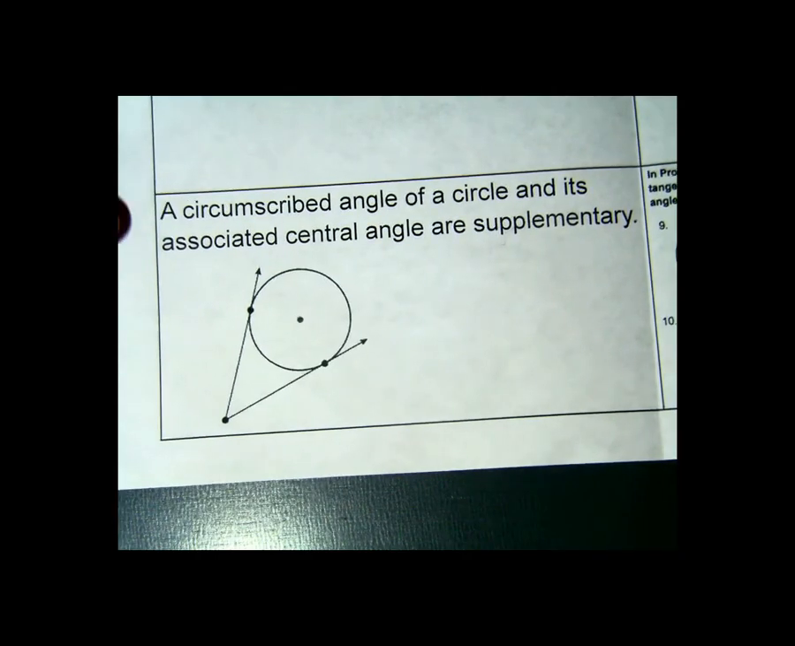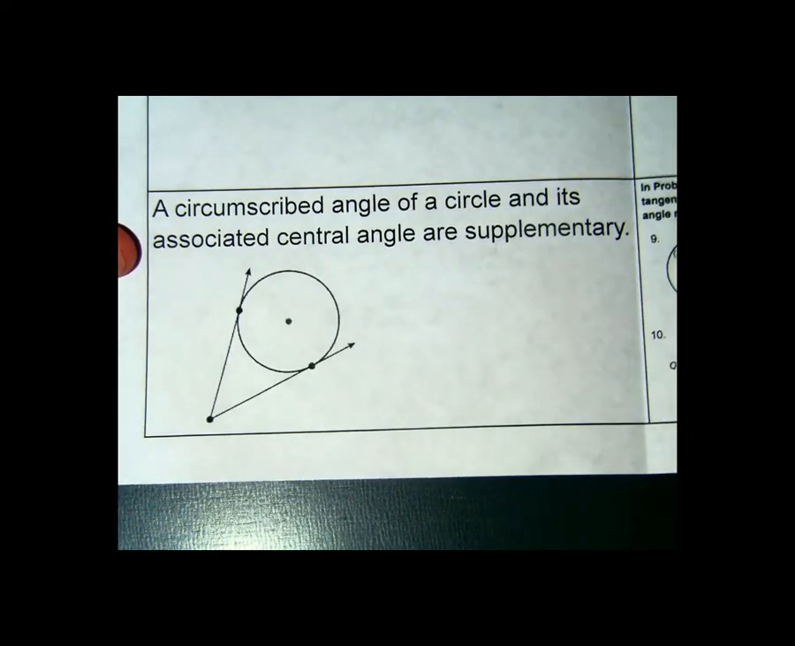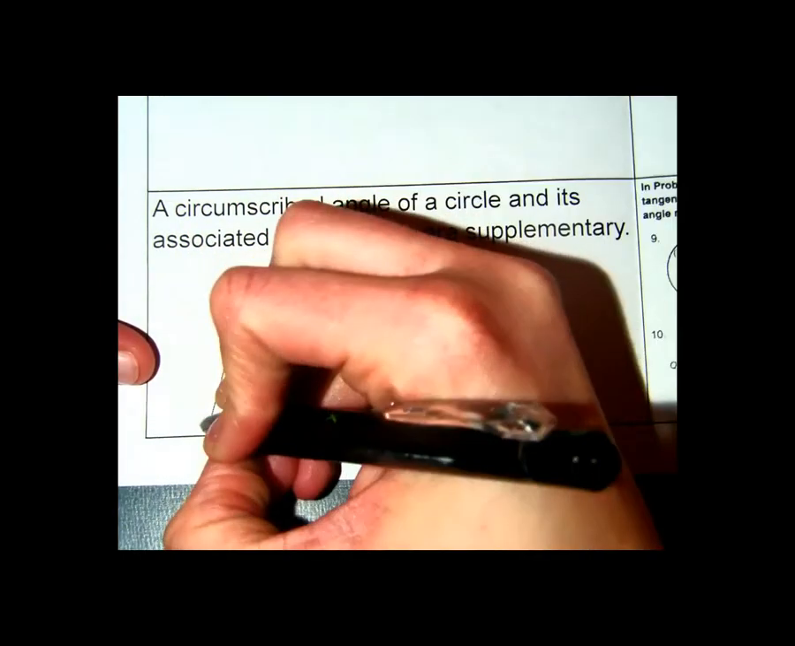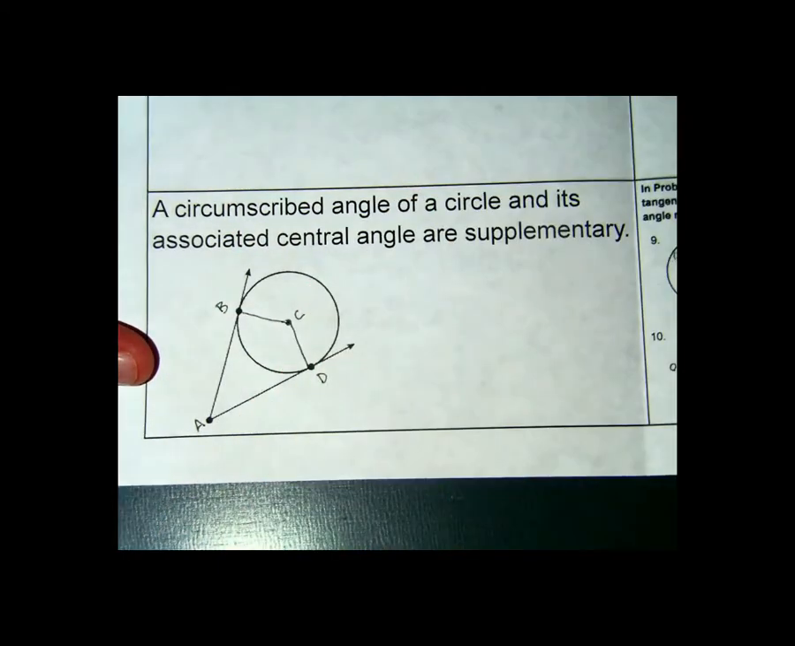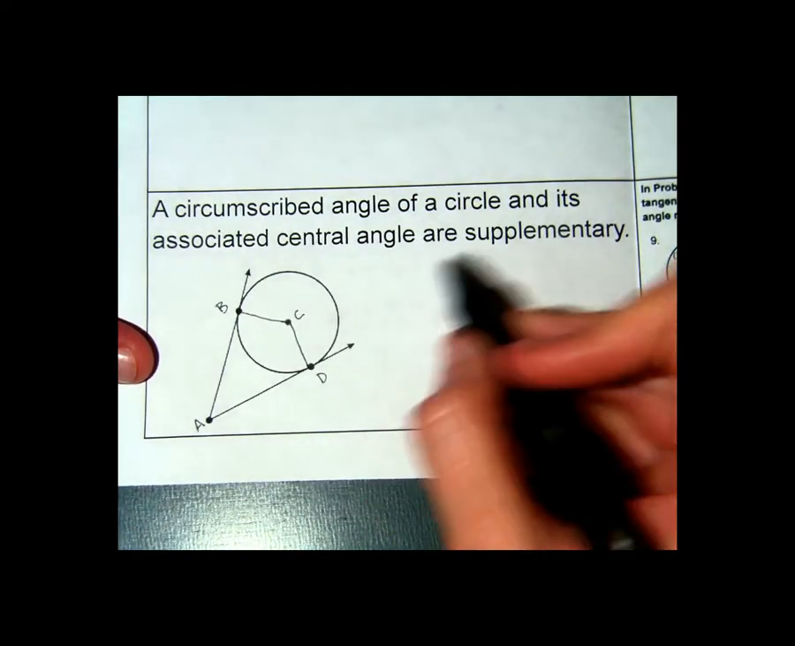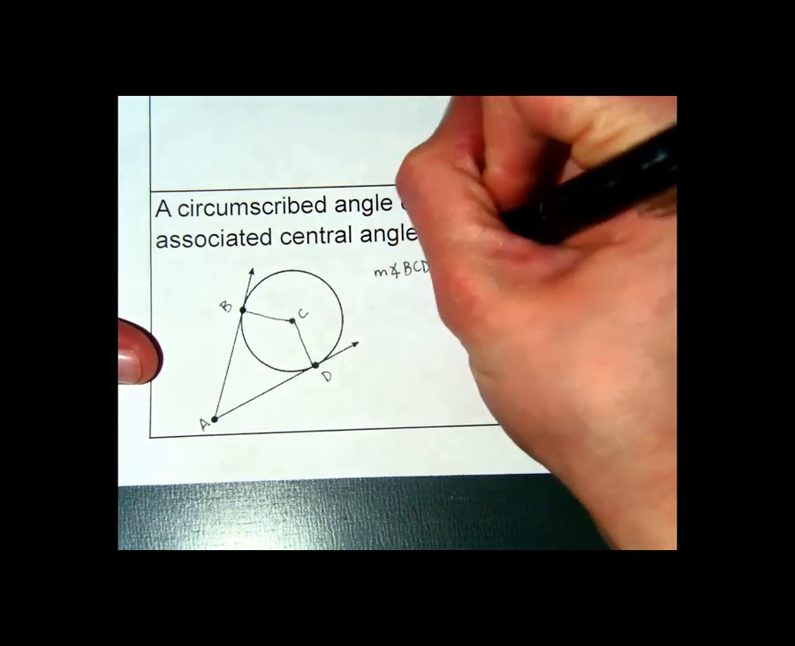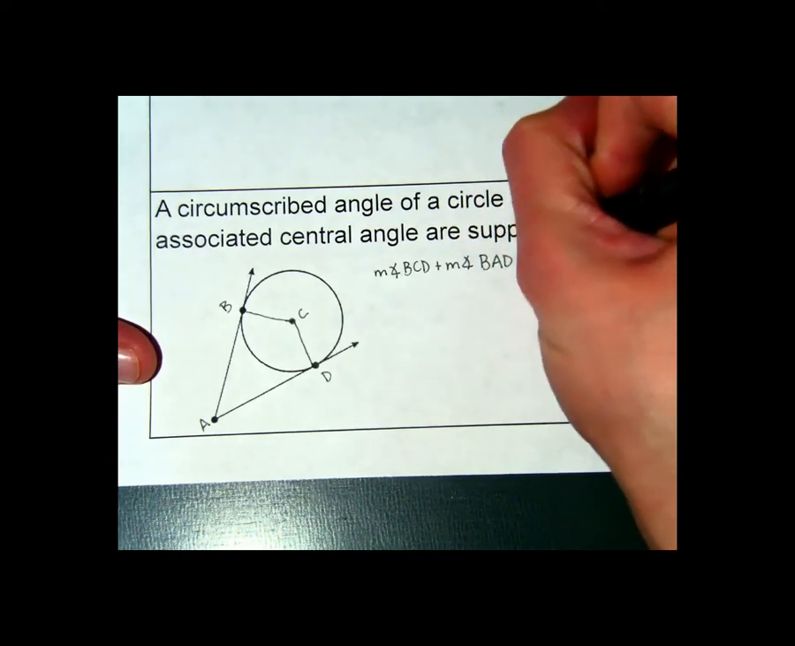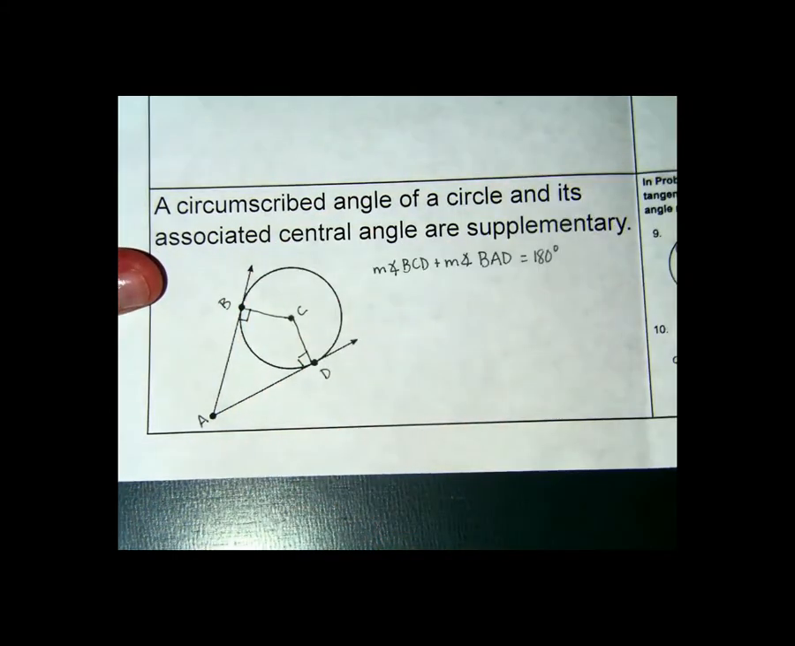So we just realized that a circumscribed angle of a circle and its associated central angle are supplementary. We're going to draw that in. So draw this in and put A, B, C, and D. So what this is saying is that the measure of angle BCD plus the measure of angle BAD is equal to 180. That's what the theorem actually says. That helps, we know that these are 90 already because of the last theorem.